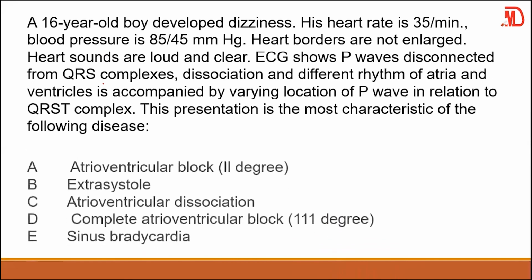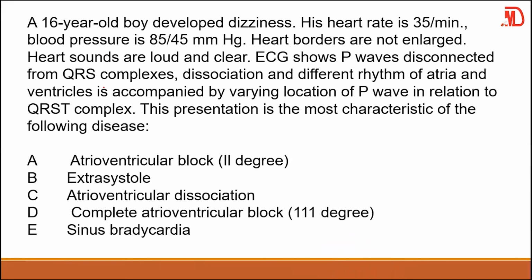A 16-year-old boy developed dizziness. His heart rate is 35 per minute. Blood pressure is 85/45. Heart borders are not enlarged. Heart sounds are loud and clear. ECG shows P waves that are disconnected from the QRS complex. You see, P wave disconnected from the QRS.